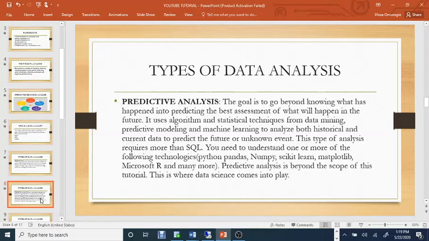So there are different tools, technologies and skills you need to acquire in order to be able to do this. We have Python pandas, Python NumPy, scikit-learn, matplotlib, Microsoft R, and many more. We have SAS. These are different tools that are used in predictive analysis.